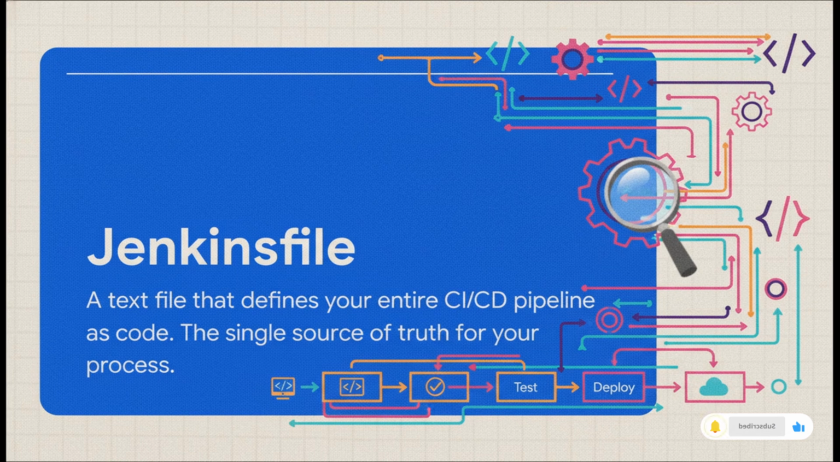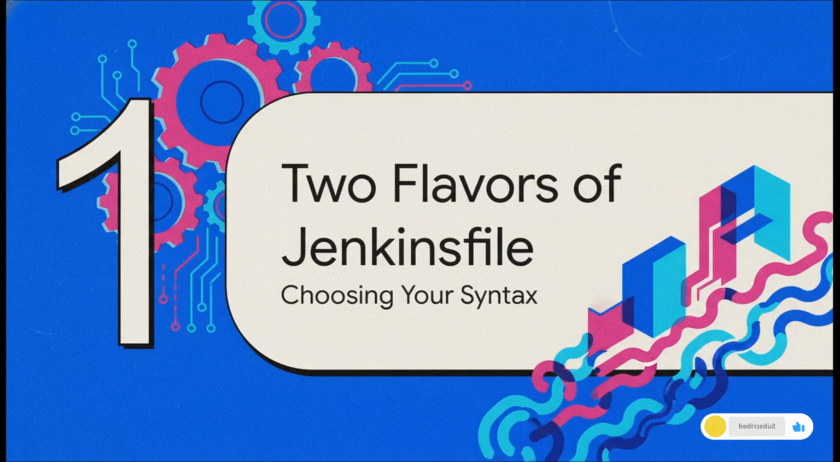This is what we call pipeline as code. Because it's code, you can check it into version control, you can review it in a pull request, and you can take it with you anywhere. It becomes the one and only source of truth, living right there with your application code. No more clicking around in the UI trying to remember how a job was configured. It's all right here.